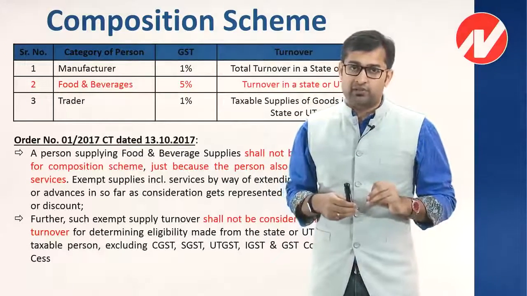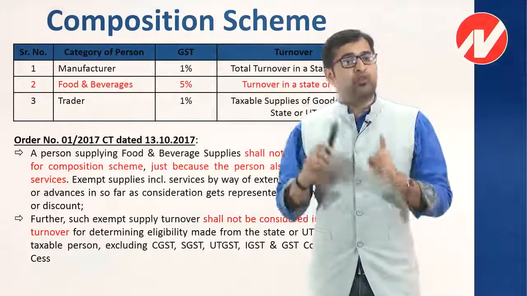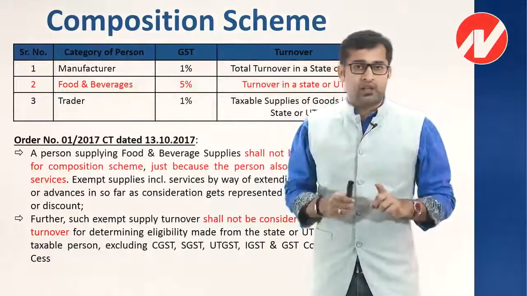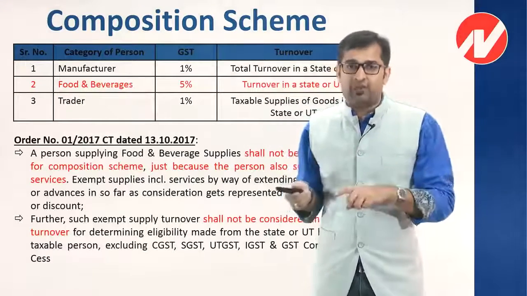So now the issue is, as a composition dealer, I am supposed to provide only one service, which is food and beverage service. I cannot provide any other service. But if I provide any other service, मैं composition से बाहर निकल जाऊंगा.